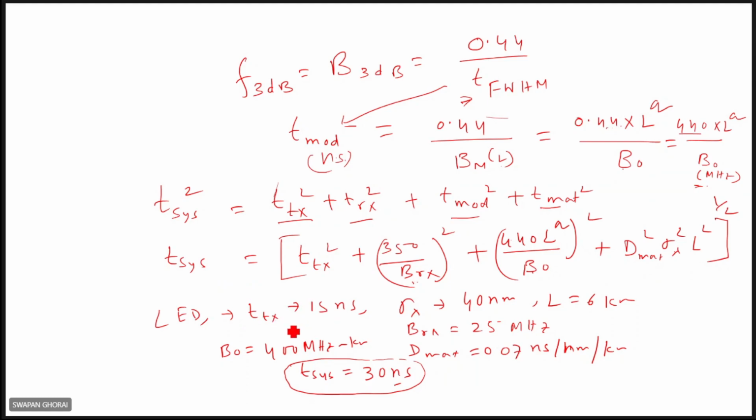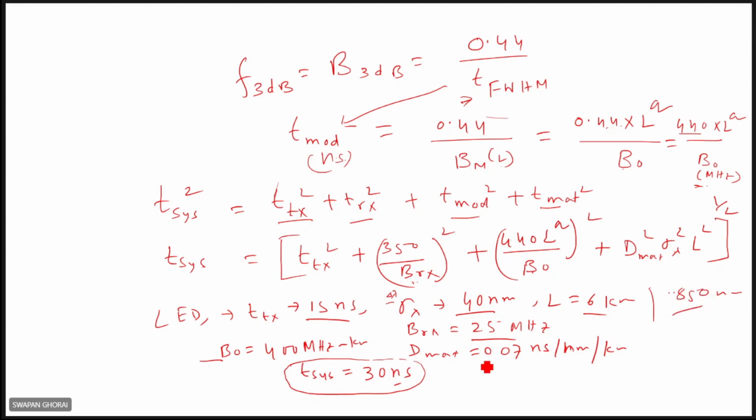So one example is this. Suppose the transmitter and receiver rise time is 50 nanoseconds. Spectral width delta lambda or sigma lambda is 40 nanometers. The distance L is, say, 6 kilometers, which you want to cover. Receiver bandwidth, say 25 megahertz. Fiber bandwidth B0 is 400 megahertz kilometer. Generally it is expressed in megahertz kilometer, right? And D material, suppose your operating wavelength is 0.85 microns or 850 nanometers.